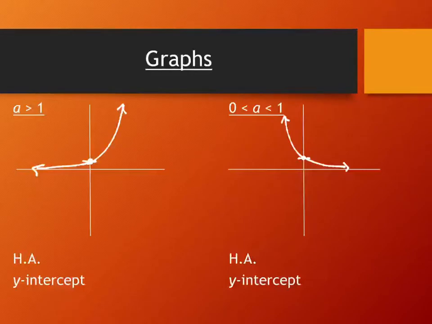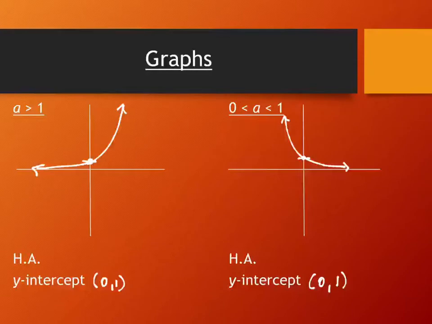And they're reflections of each other. I already made mention that the y-intercepts are the same. The y-intercepts in both cases are (0, 1), because if x is equal to 0, and I plug 0 into a to the x, I get back 1.